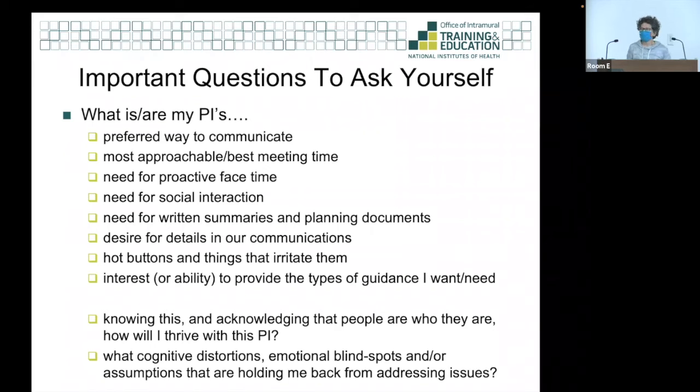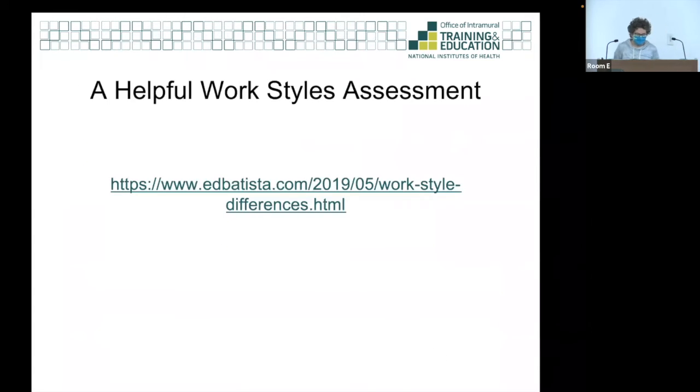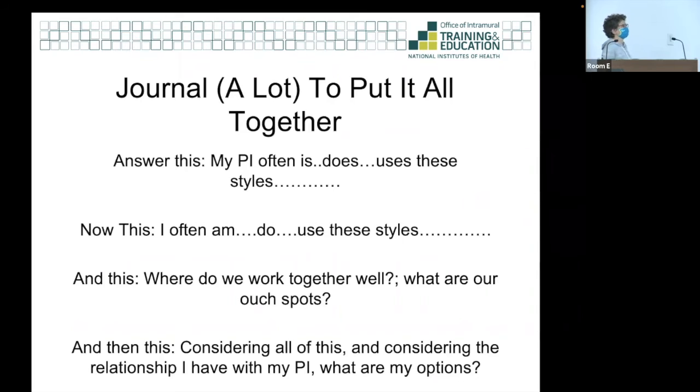So I want you to hear all of this with the caveat that you have to feel safe, you have to feel supported, you have to feel that they are trying as well. There's a really nice work styles assessment sheet that comes from the work of Mr. Ed Batista. We actually talk about this when we talk with PIs. I think it's useful for all of you to look at as well.